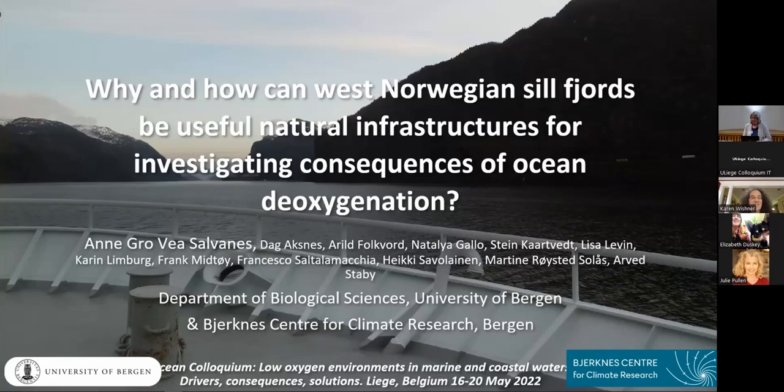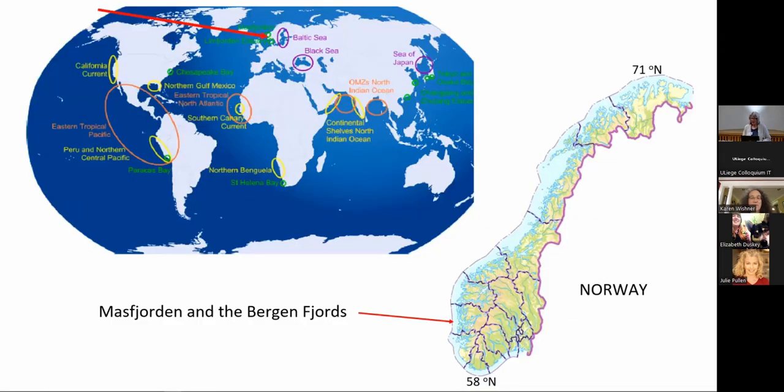There are many coastal areas in the world that are deprived of oxygen, and there's a review paper from last year where 19 case studies were described by Pitcher et al. And one of those sites were the Masfjord and the Bergen fjords on the west coast of Norway. If you look at the Norwegian coastline, it's very long, from 58 to 71 degrees north, and it's rugged with lots of fjords, and it's also bordering the North Atlantic current.